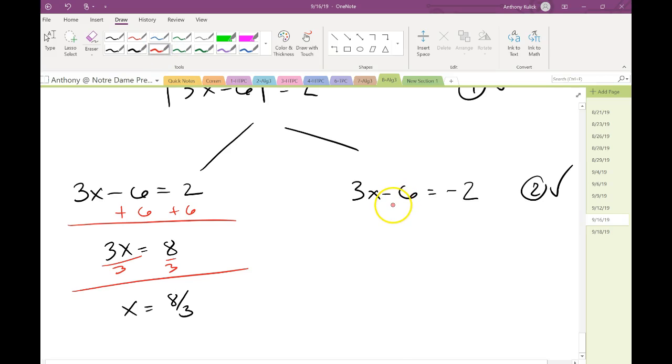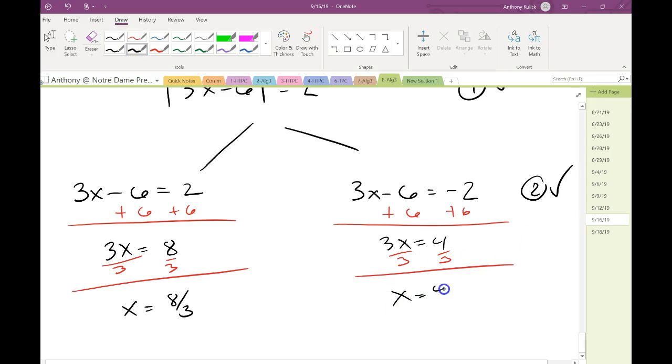And then we'll solve the other equation. So just like before, we'll add 6 to both sides. Absolutely. And then divide both sides by 3 again, just like we did on the other one. And this time we get x is equal to 4/3. So we've solved each of the linear equations, so we finished step 3.